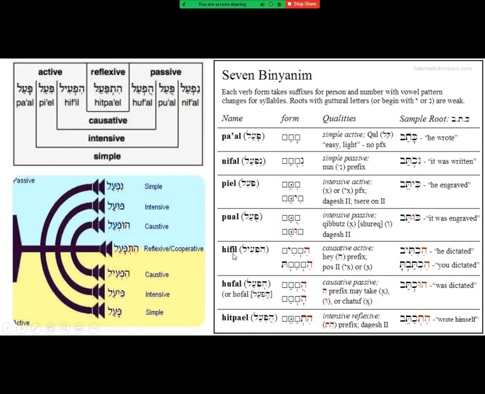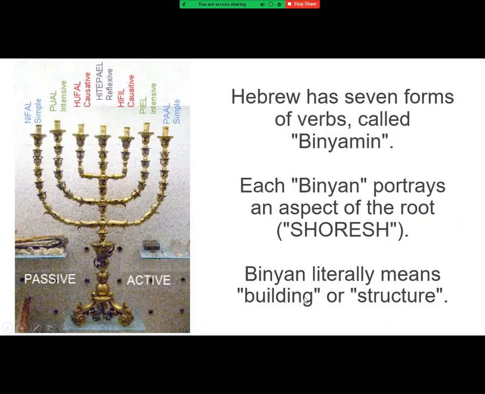Okay, down here we have the Hifil, with the he, and Hufal or Hofal is going to be hu, or ho. And Hitpael is going to have the hit and the l, and so those names will give you kind of an idea about what those are going to be coming from.